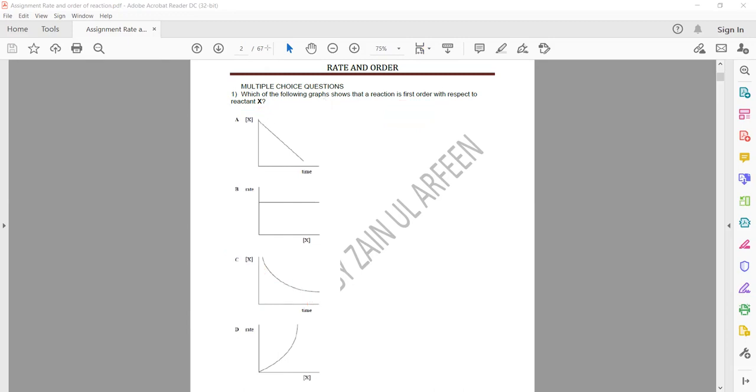A is for zero order reaction. Even in the concentration and rate graph, there is no change in rate when the concentration is changing. That is also for zero order reaction. And here in rate and concentration, if we double the concentration, rate is increasing at a greater rate, so it means it is a second order reaction. So C is the right answer.